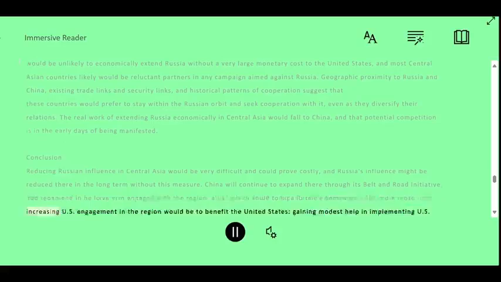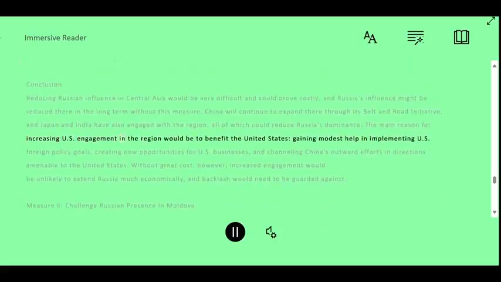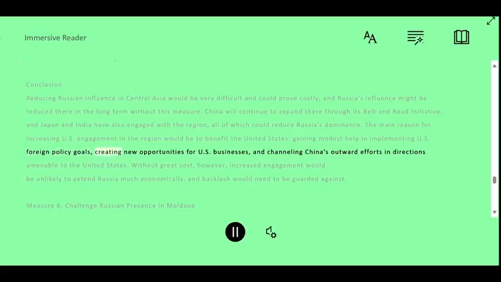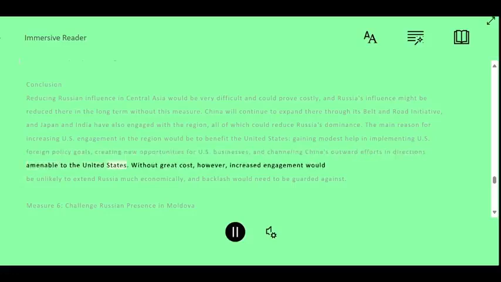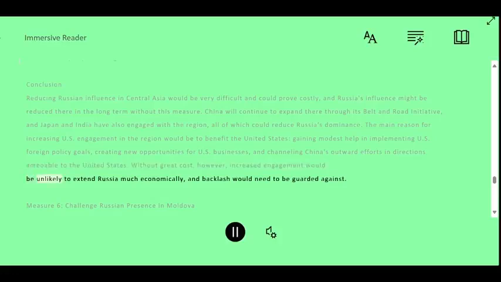The main reason for increasing U.S. engagement in the region would be to benefit the United States, gaining modest help in implementing U.S. foreign policy goals, creating new opportunities for U.S. businesses, and channeling China's outward efforts in directions amenable to the United States. Without great cost, however, increased engagement would be unlikely to extend Russia much economically, and backlash would need to be guarded against. Measure 6. Challenge Russian presence in Moldova.